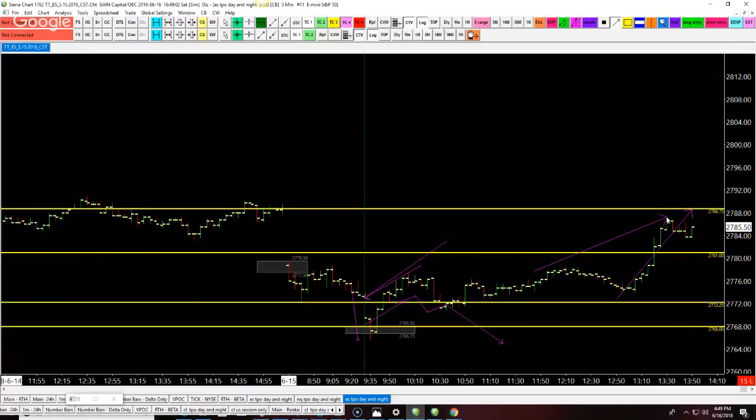Why did that work for me? A, I don't try to force the short. I scalp to the short side and I cover. B, I don't drink the bear Kool-Aid in the S&P 500 ever. Why? Because it keeps turning up.